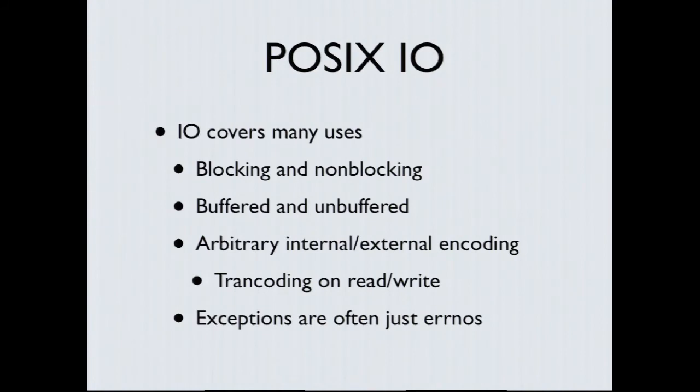So blocking and unblocking, need to be able to turn streams from blocking to non-blocking, or have the same calls against the same streams, like you can do with a raw POSIX API. Buffering and unbuffering, and different forms of buffering, like line buffering. Arbitrary encodings, so we need to be able to read stuff in and then apply different encodings to it, or do transcoding on our terms as we read or as we write. And the exceptions that we would get in regular C Ruby often just mapped to the error numbers that would be at the raw POSIX level. So we had to kind of simulate those.